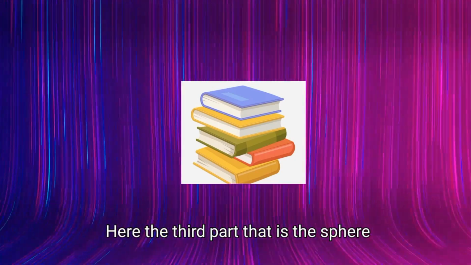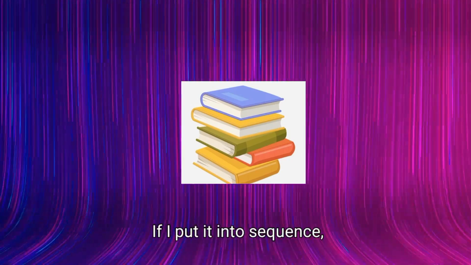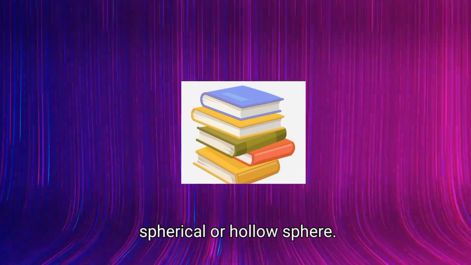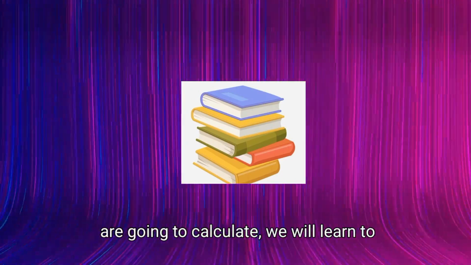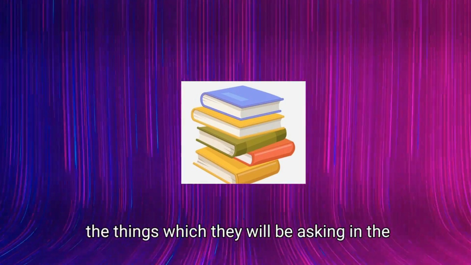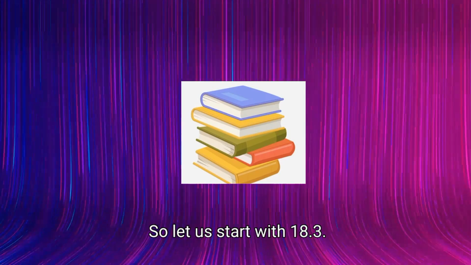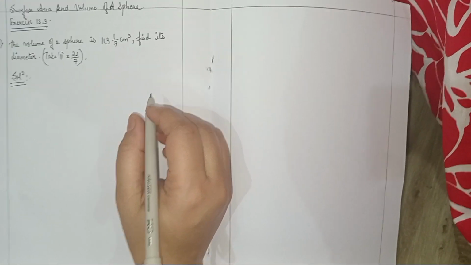Here, the third part, that is the sphere, that is going to be the hollow sphere, spherical shell, or the hollow sphere. And for a hemisphere, and we're going to learn solid sphere also in this. If I put it into sequence, it will be for the solid sphere, spherical or hollow sphere. For a hemisphere and hemispherical shell, we're going to calculate. We'll learn to calculate the volume, the thickness, and all the things which they will be asking in the questions. So let's start with 18.3. Okay. So let's start with surface area and volume of a sphere.